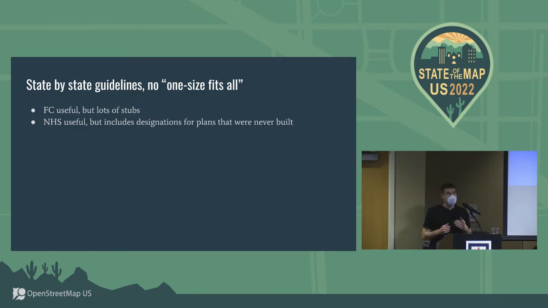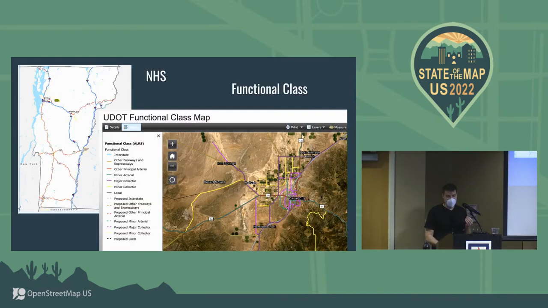So as we go looking for data, what data can we apply? So I mentioned New York has this nice arterial classification code, but most states don't. So state departments of transportation will publish a functional classification, which is useful for figuring out which roads are more important than others. There's also the National Highway System, which is another designation applied by departments of transportation of the most important roads. And these get us close, but they are not sufficient for what we need in OpenStreetMap.